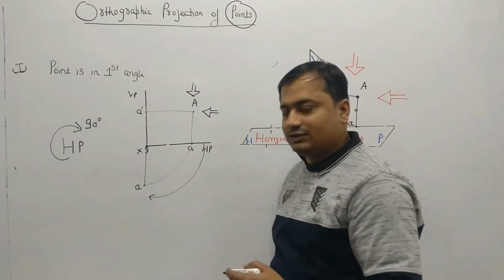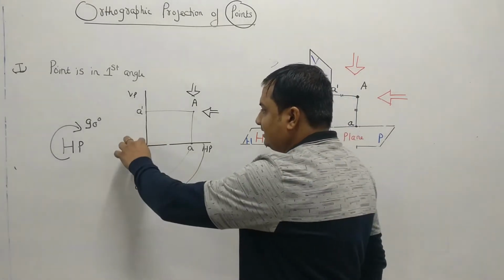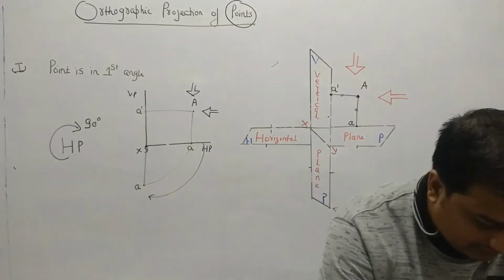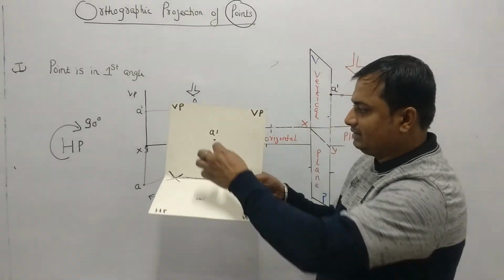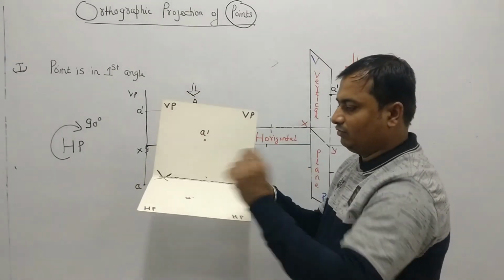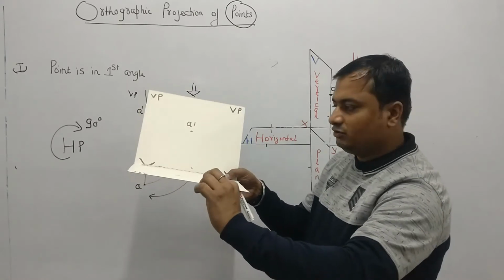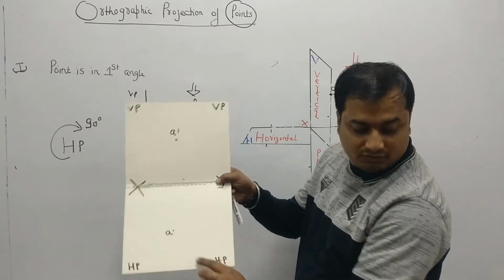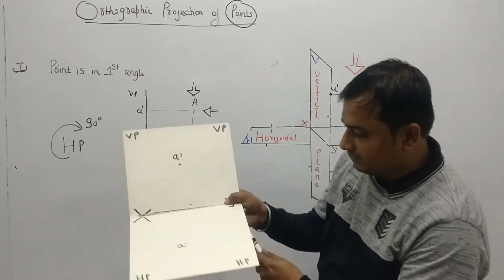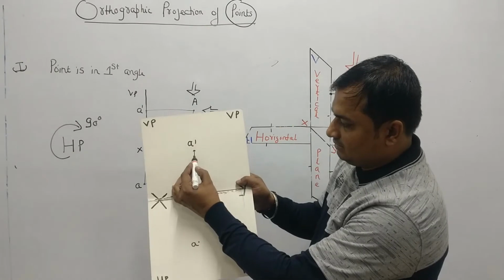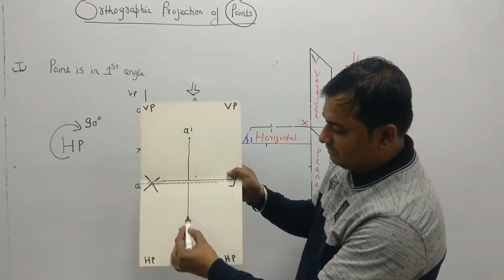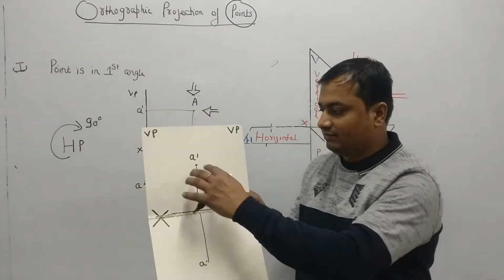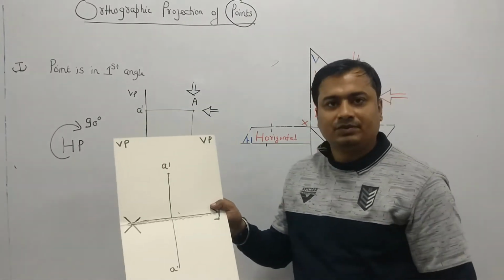What we obtain here is A dash above XY, and A appearing below XY after rotating. Again, to make it clear, this is A dash, this is A, front view, top view. The rule is HP is going to rotate clockwise 90 degrees. What we get is A dash above XY and A below XY. That means the front view is above XY and the top view becomes below XY.